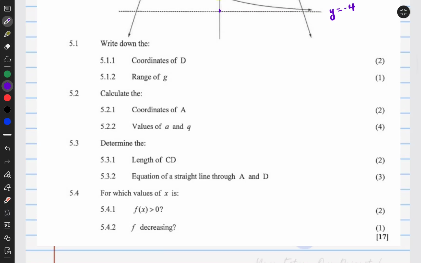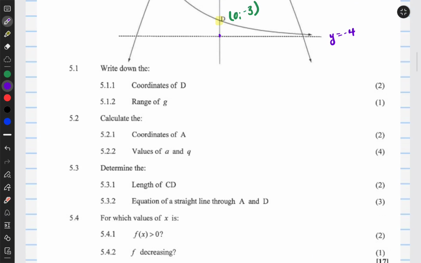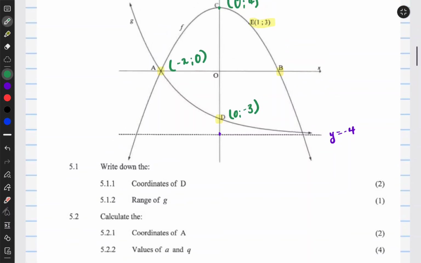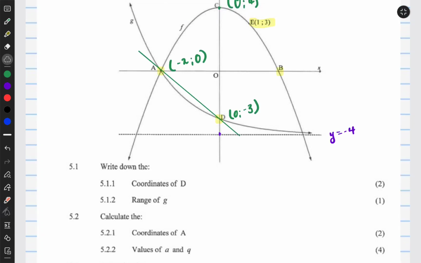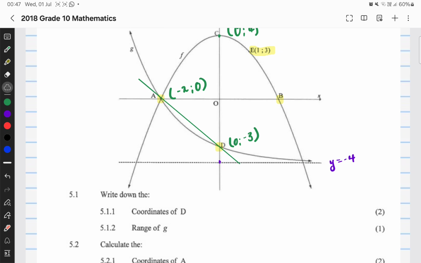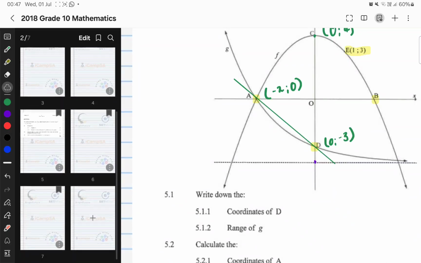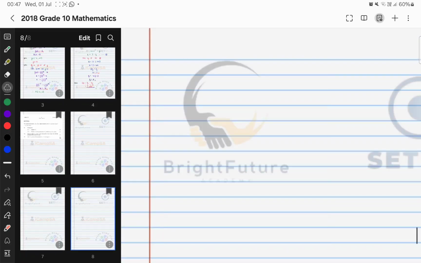And then next, we also calculate the equation of the straight line through A and D. So it's gonna be a straight line that goes through A and D. Okay, so we have two coordinates, and that's all we need in order to calculate the equation of a straight line. Okay, let me quickly edit the page, as I saw that we are running out of page.